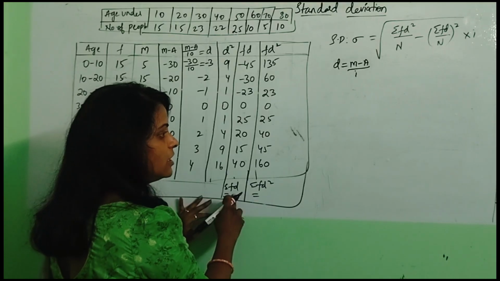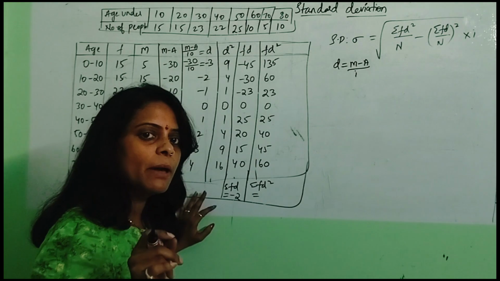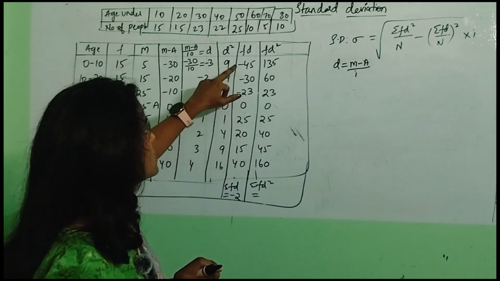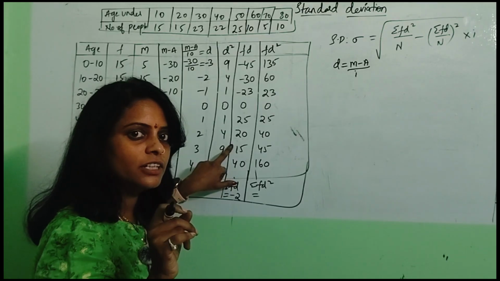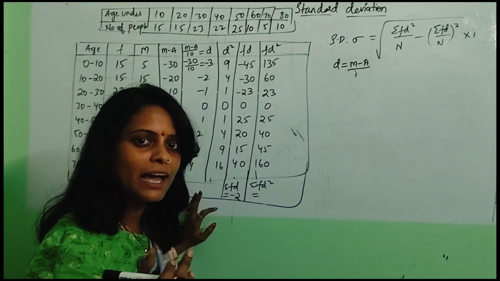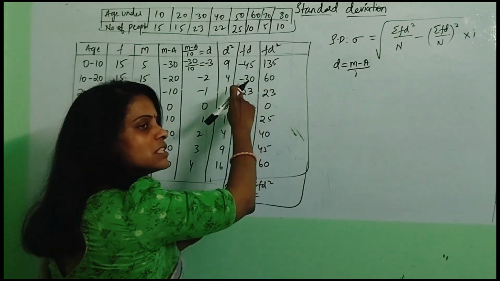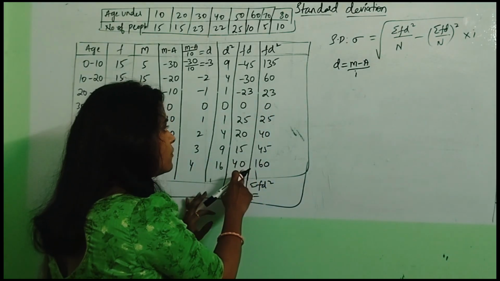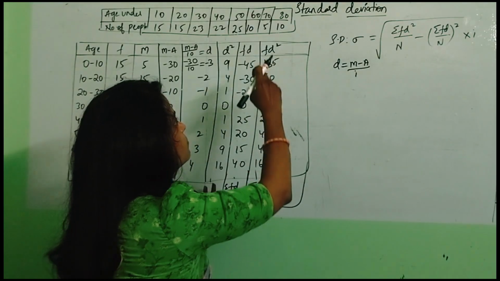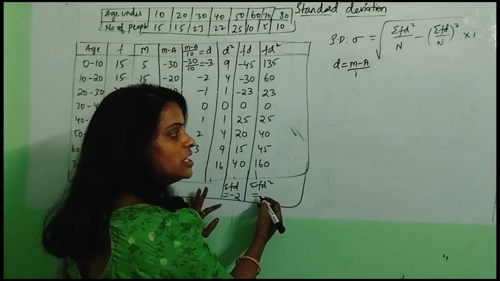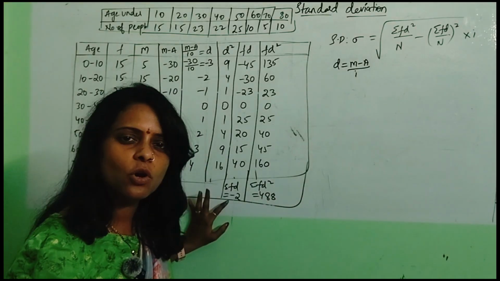Then next, what is sigma FD here? Sigma FD is minus 2. One more thing to remember: whenever you are calculating negative and positive values, be a little bit careful, especially if you are from a non-math background. First add all the negative values, put a minus symbol for that, then add the positive values, then subtract the value from that. Okay, done. Then what is sigma FD square? That is 488. We got all the values.